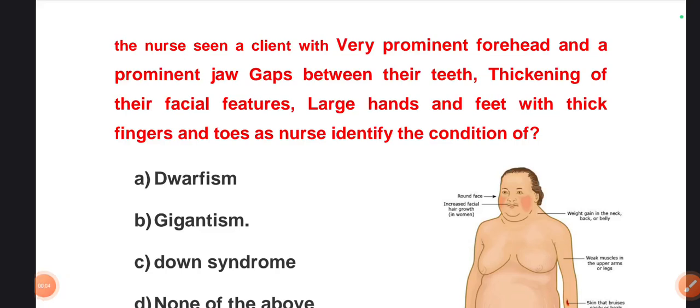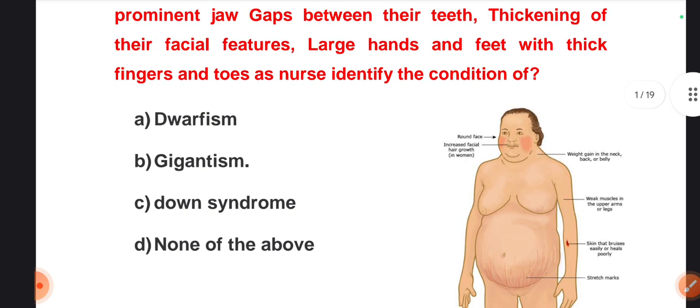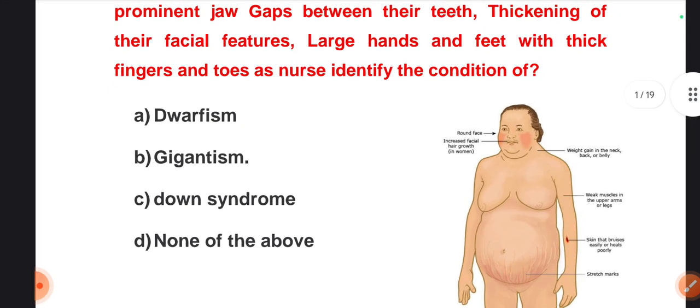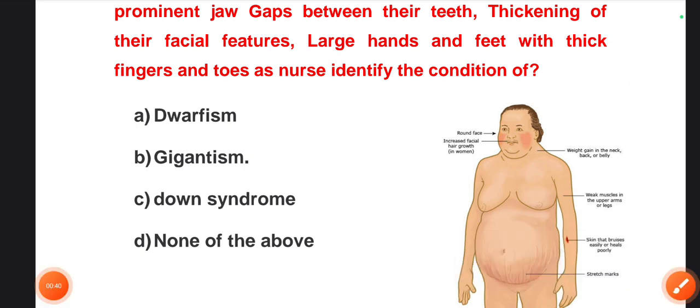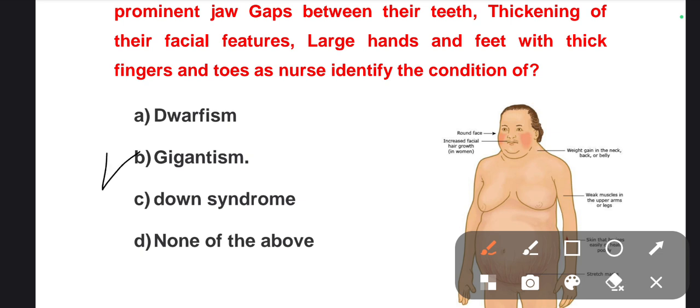So in this video we are going to see some of the basic questions. The first question is, the nurse sees a client with a prominent forehead and a prominent jaw, gaps between their teeth, thickening of their facial features, large hands and feet, with thick fingers and toes. As a nurse, she identifies the condition of that client. The options are dwarfism, gigantism, Down syndrome, none of the above. So the right one is option B, gigantism.